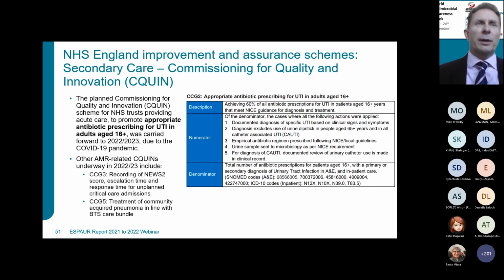And also currently live this year in 22-23 are CQUINs for the appropriate management of sepsis and the treatment of community-acquired pneumonia in line with the British Thoracic Society's care bundle. But on the right-hand side of the slide, you can see that there's further detail on the current CQUIN for UTI in adults. There are 5 processes of care that are being assessed, and trusts are expected to work towards achieving 60% of all patients who are audited, all 5 standards of care being met for those patients. And interim progress against that CQUIN is being reported thanks to colleagues from UKHSA, and we're posting the data on the Future NHS website. Next slide, please, Alan.